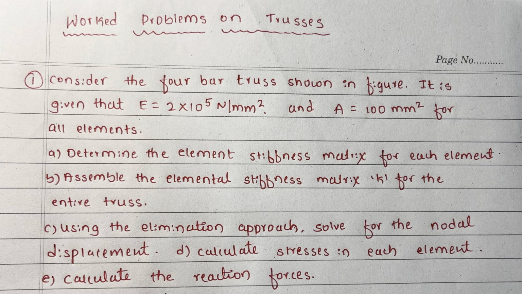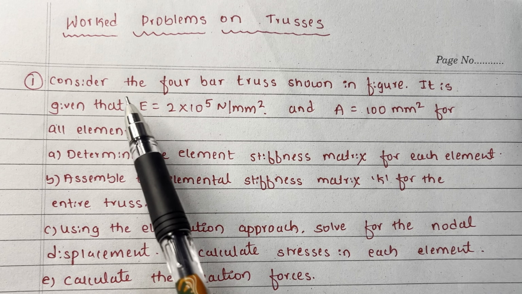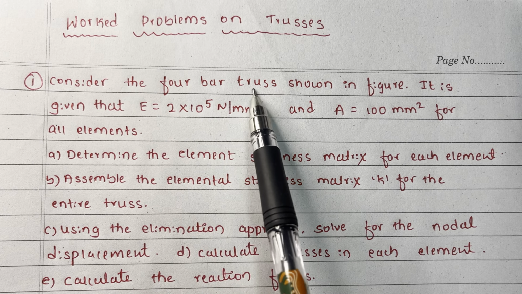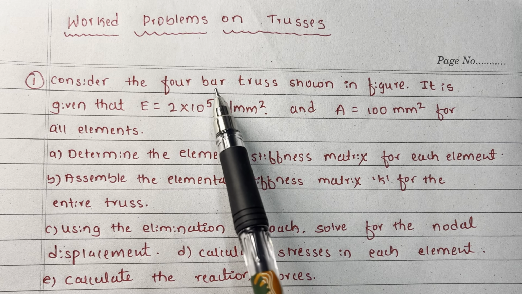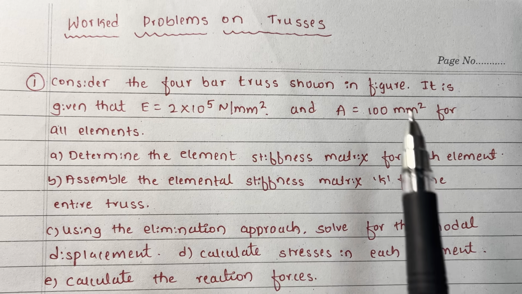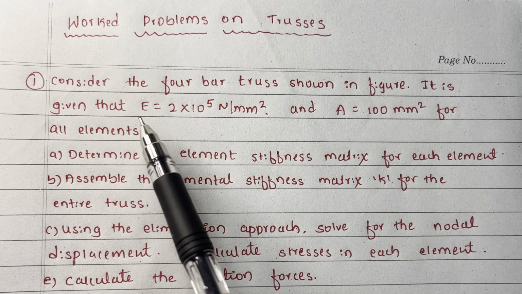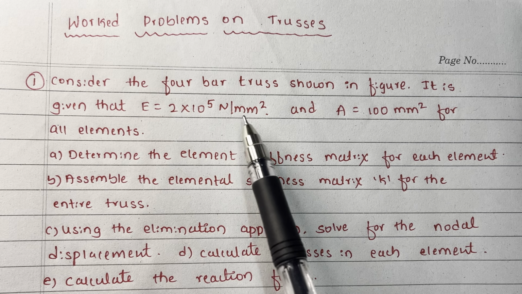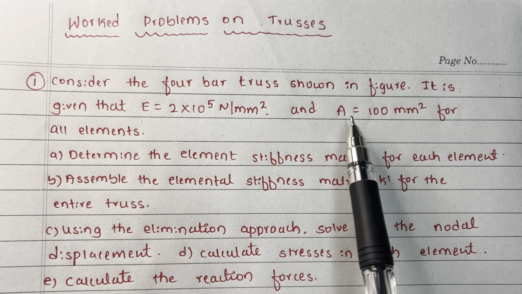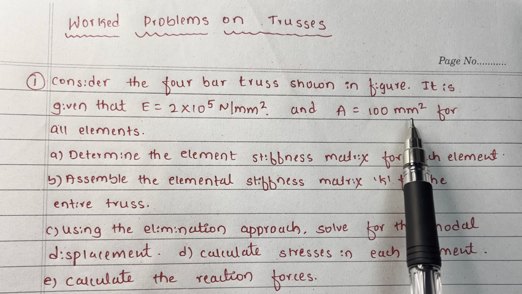Today we are going to discuss the problems based on trusses. Okay, so here we have one problem, that is, consider the 4-bar truss shown in figures. That means here in this problem we have total 4 elements, that is 4 bar. Okay, so it is given that E, that is Young's modulus, 2 into 10 raised to 5 Newton per mm square, and area is 100 mm square.